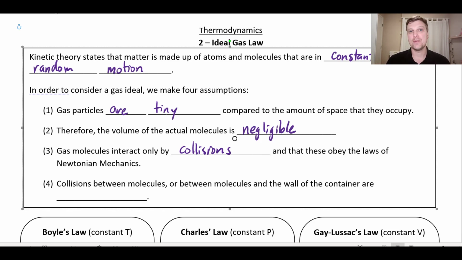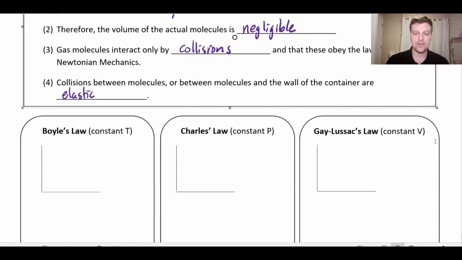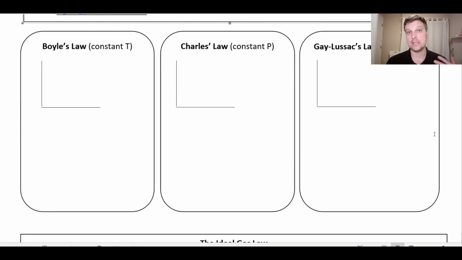There's no intermolecular forces. And the last assumption here is that the collisions between the molecules or between the sides of the container are going to be 100% elastic. And again, that means we're not losing any kinetic energy by that interaction. So once we make those assumptions, then we can start to think about, okay, so what is going to happen to these gas particles if we change some of the things about their surroundings?